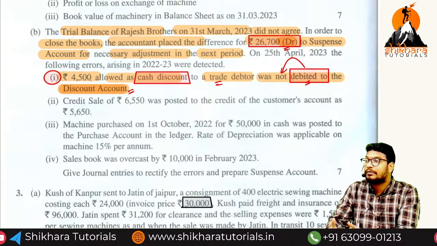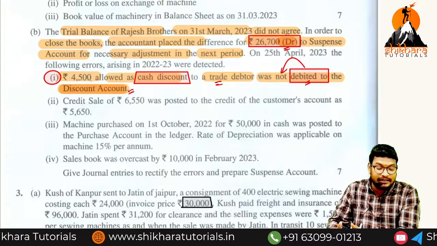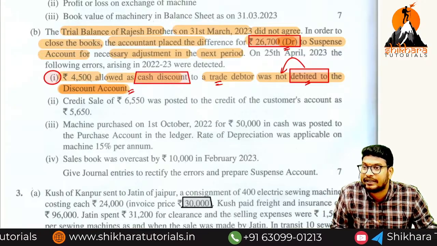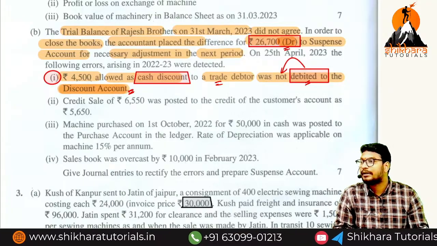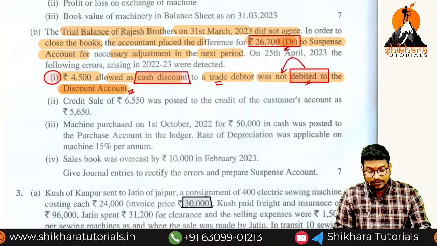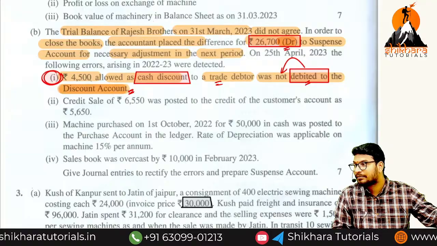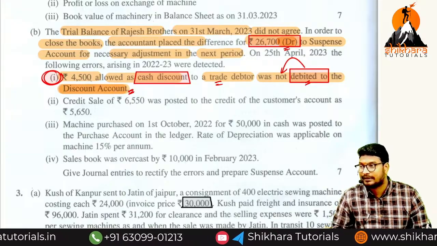So what is happening here? One account we have credited. Which account? In the debtor account we have credited. But in the other account, the discount allowed account, we have not debited. We have not debited to discount allowed. So this is an error of commission with respect to the ledger. Ledger, we have seen or we have not seen? You have not seen, so you are not understanding this one.